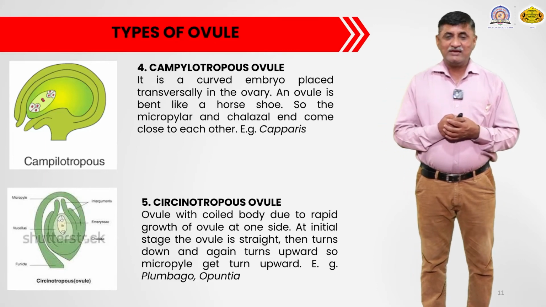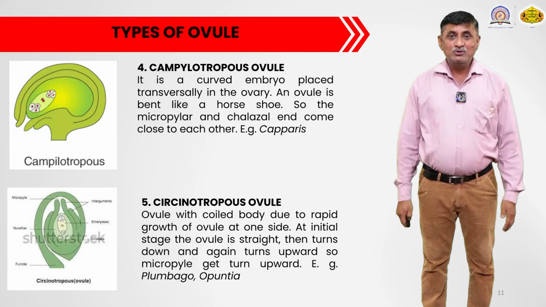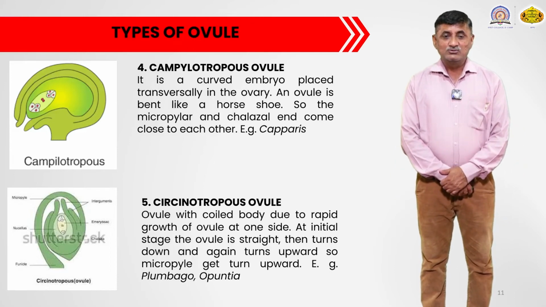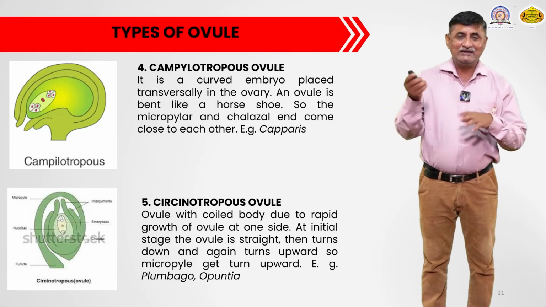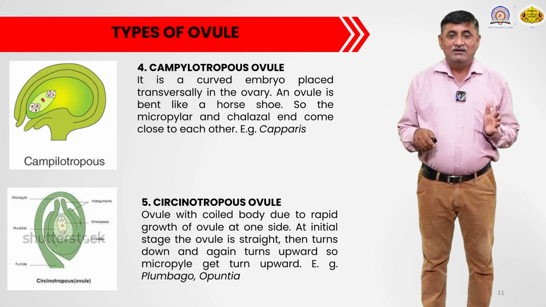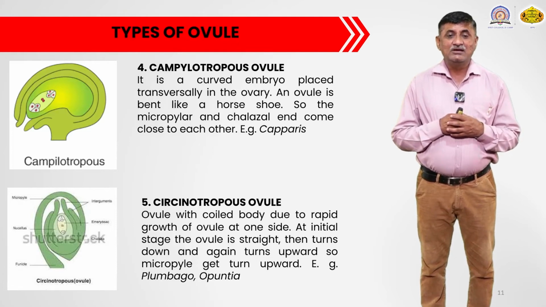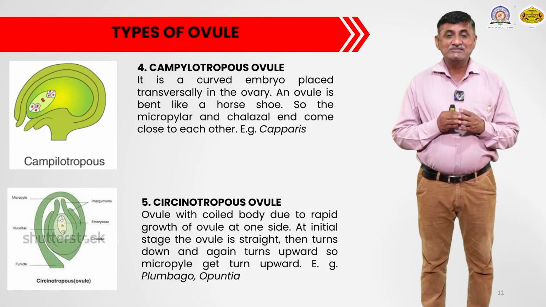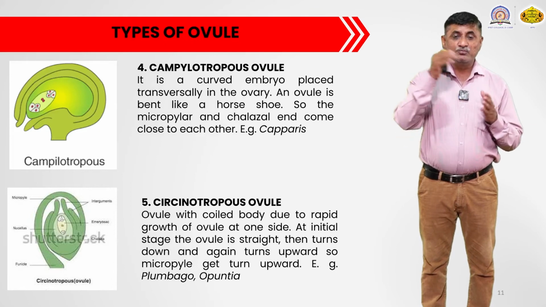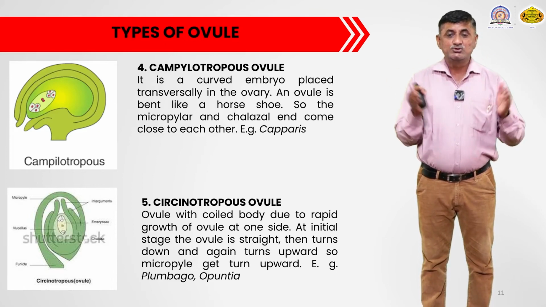Now we will go to the next type of ovule, called a Campylotropous ovule. In this ovule the direction is again changed. So it is a curved embryo. Inside this ovule, the embryo is curved, and that embryo is placed transversely in the ovary, and the ovule is also bent like a horseshoe. The ovule becomes horseshoe shaped.